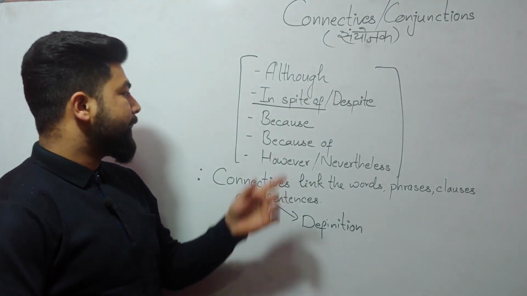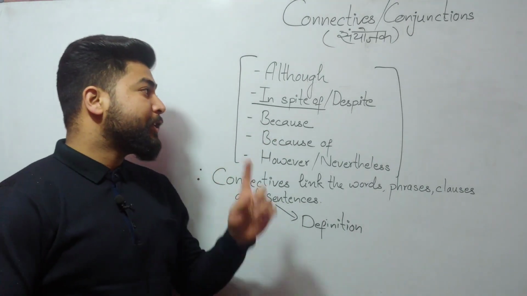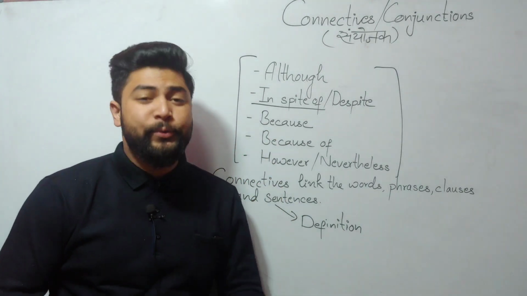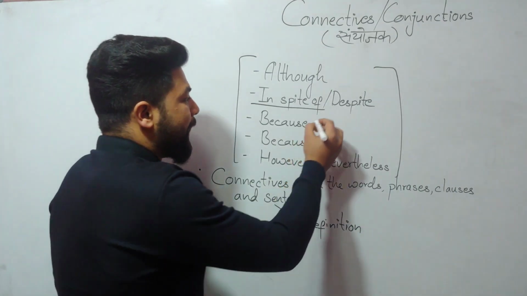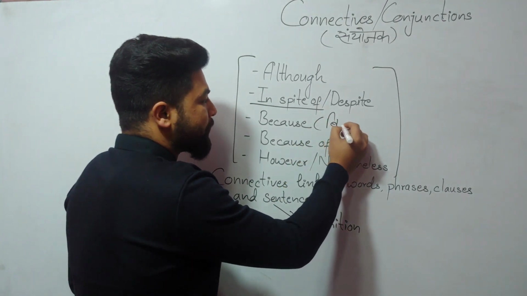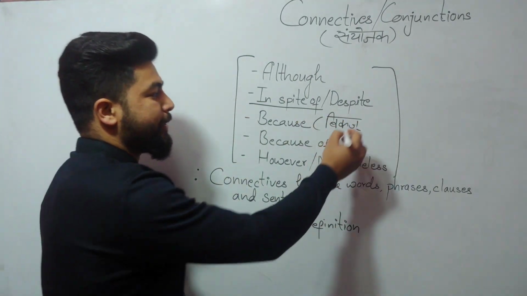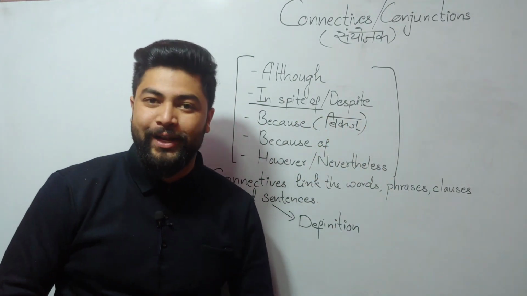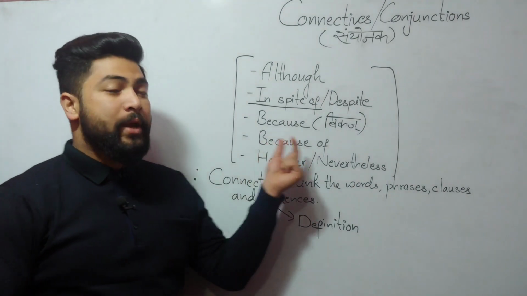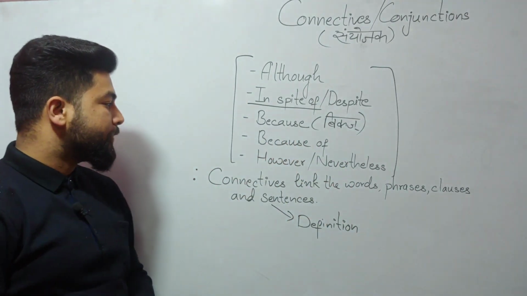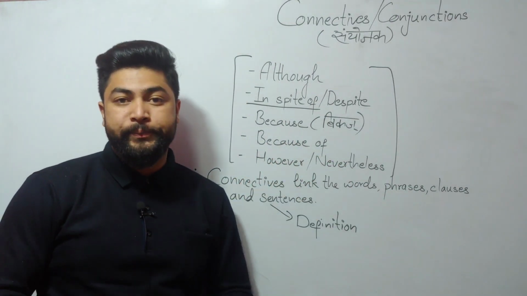Alright, and the next term is because, and its pronunciation is not because. Please remember that. So, we pronounce it wrong. So, its pronunciation is because. Cause, please pronounce it like this. The cows, please do not pronounce it like this. Alright? Likewise, we have because of, and lastly, however, nevertheless.